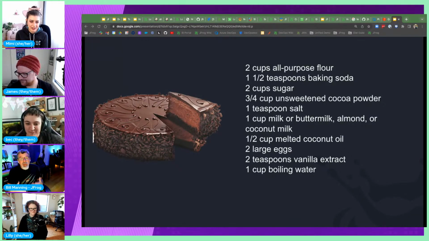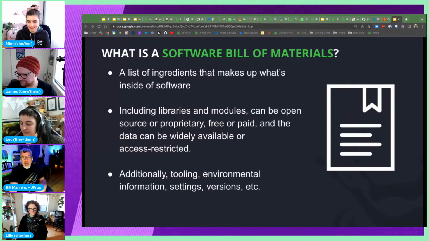Well, the software bill of materials is an abstraction. It's just what's inside. It's not telling you how to do it, right? It's just letting people know that you're using this. So the software bill of materials is just a list of ingredients, right? The libraries, modules, proprietary and free, all the things that you use to build the software that you're doing. You can include additional information like tooling and whatnot. But it's just a way for your people to understand what is there.